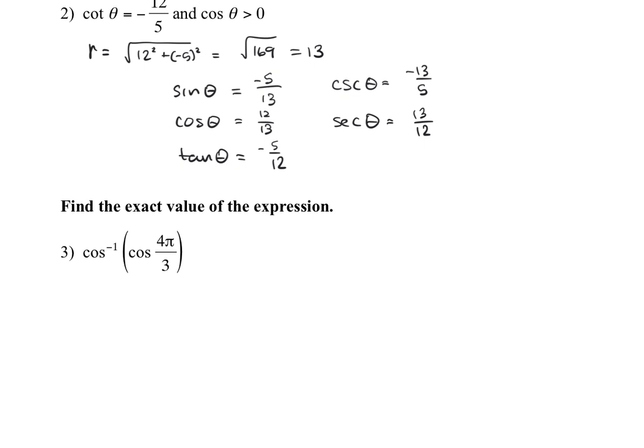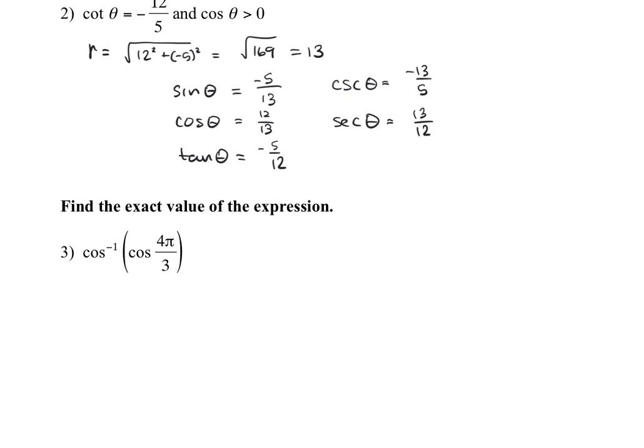Okay, question 3. It is true that inverse cosine and cosine are inverse functions. However, inverse cosine is only the inverse function of cosine if we have values that were in the defined domain for cosine. So cosine, if you remember, was defined between 0 and pi. 4 pi thirds is not in that defined domain. So this is not the case where we can simply cross out the inverse cosine and the cosine.